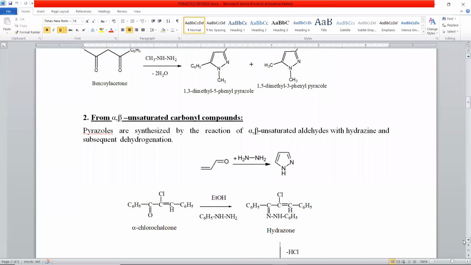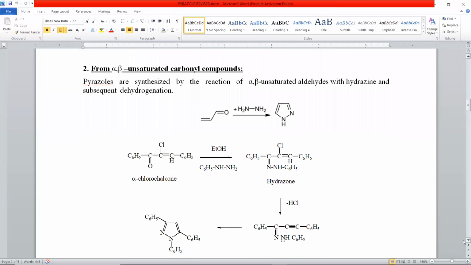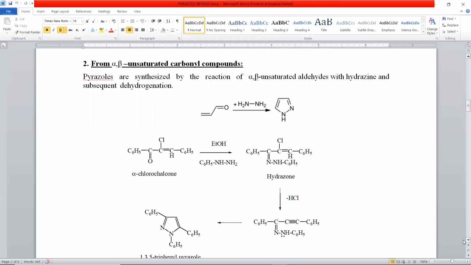So the second method of synthesis is from the alpha beta unsaturated carbonyl compounds. Pyrazoles are also synthesized by the reaction of alpha beta unsaturated aldehydes with hydrazine and subsequent dehydrogenation. First, a condensation product is formed, which then undergoes dehydrogenation to form the pyrazole ring system.